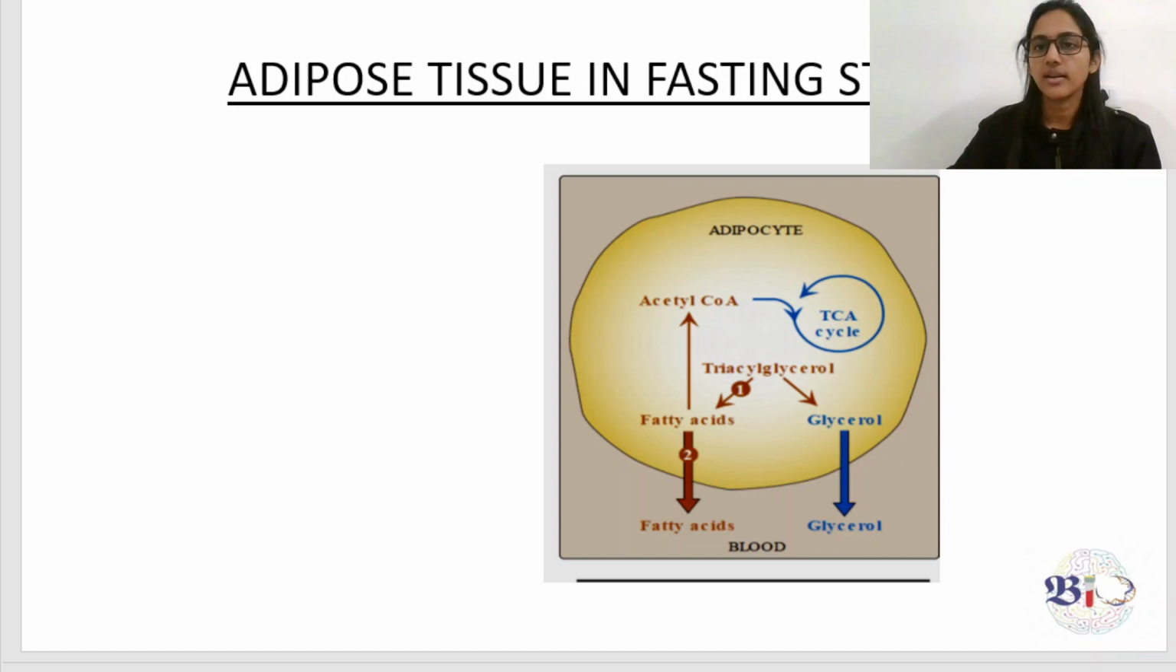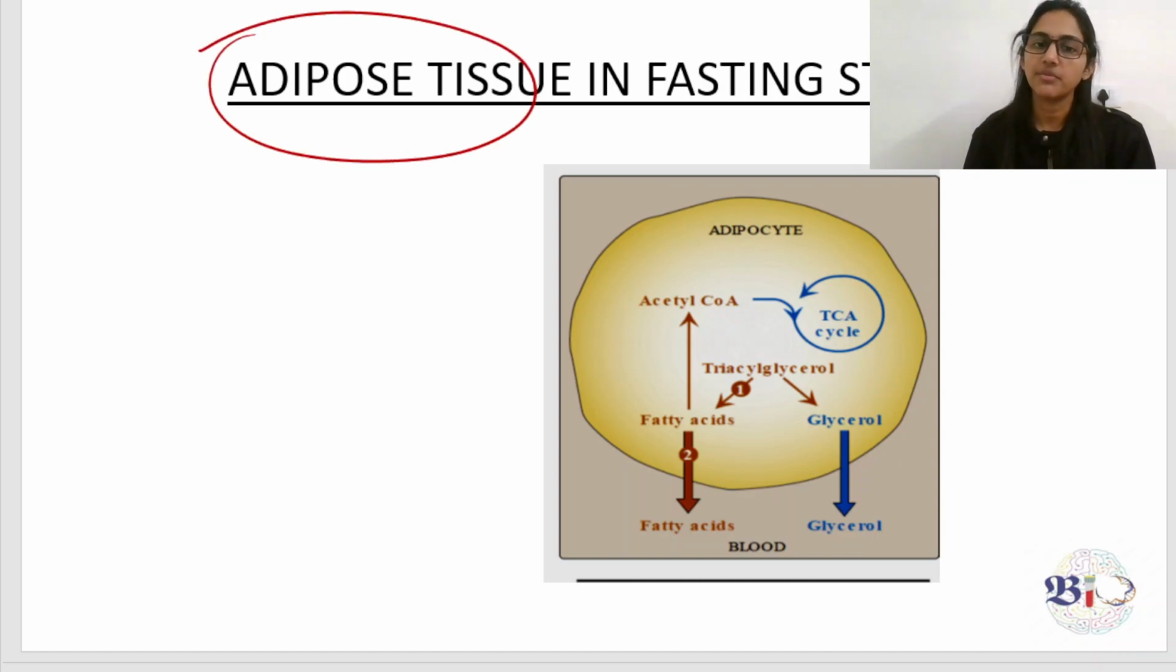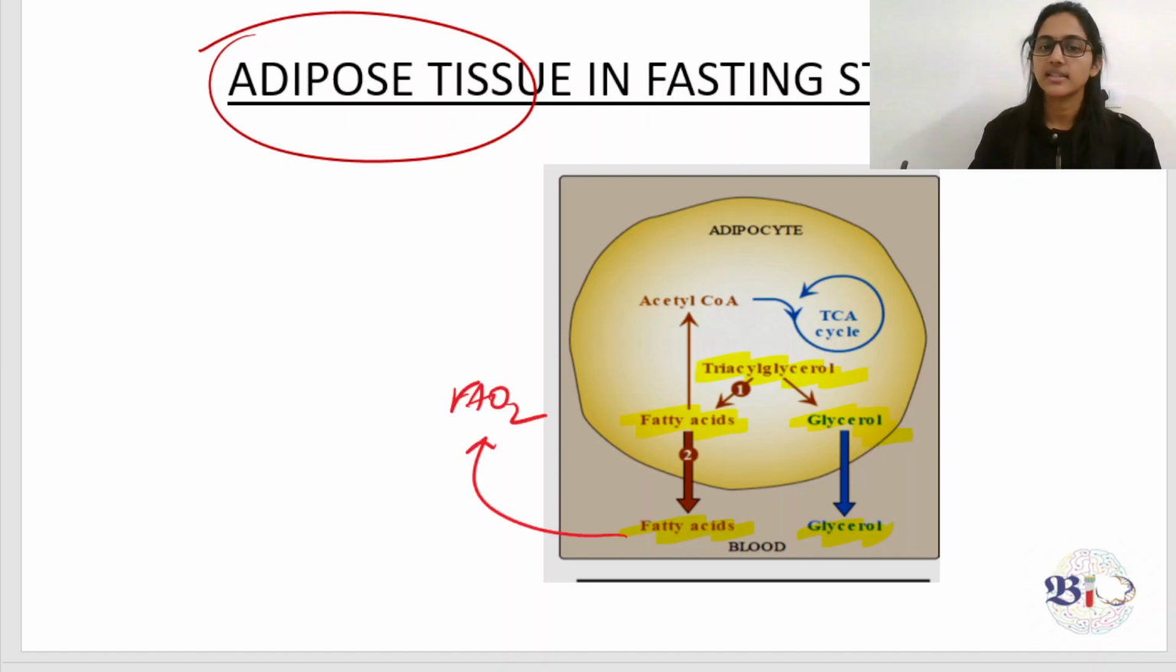All right. The next organ which we are going to see is the adipose tissue in the fasting state. So what happens to adipose tissue? What is being stored in adipose tissue? Triacylglycerol is stored in adipose tissue. Right. Now the triacylglycerol is broken down to fatty acids and glycerol. The fatty acids, of course, will go out of the adipose tissue and enter the blood, where in different organs they undergo fatty acid oxidation, right? And glycerol is one of the precursors of gluconeogenesis, so it will enter the gluconeogenesis pathway, right?